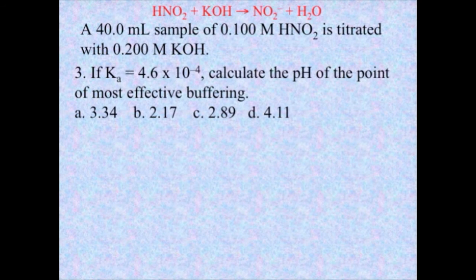So in the last question of the series, if the equilibrium constant for our equilibrium of nitrous acid and nitrite ion is 4.6 times 10 to the minus 4, calculate the pH at the point of most effective buffering. Try it, turn your playback off, then come back and we'll discuss it.